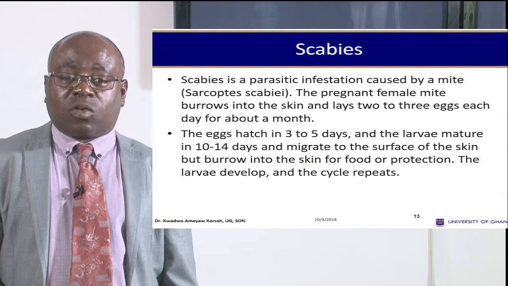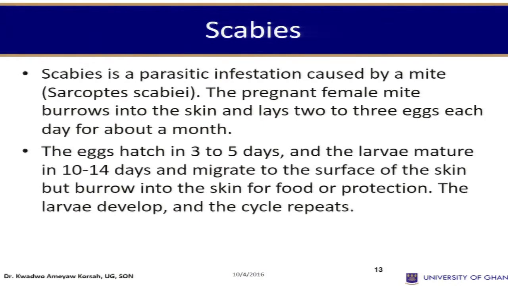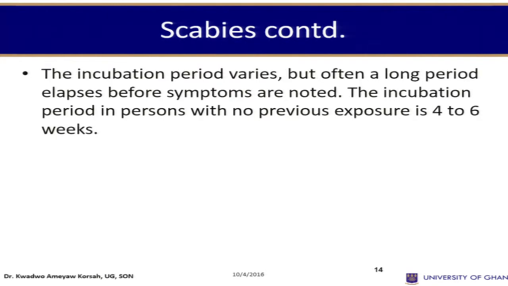Scabies is a parasitic infection caused by a mite, and the pregnant female mite burrows into the skin and lays 2 or 3 eggs each day for about a month. So you can imagine what could happen. The eggs hatch in 3 to 5 days, and the larvae mature in about 10 to 14 days, and they migrate to the skin surface, burrow into the skin for food or protection, and the larvae develop and the cycle continues.